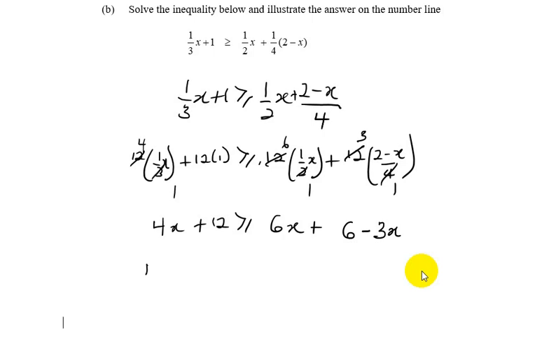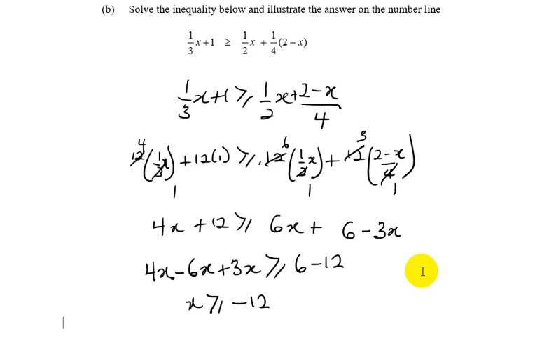So we are going to get 4x minus 6x plus 3x greater than or equal to 6 minus 12. Okay, 6 minus 12. So 4x minus 6x is going to give us minus 2x. Minus 2x plus 3x will just give us x. So we're going to get x is greater than or equal to minus 6 as our final answer.